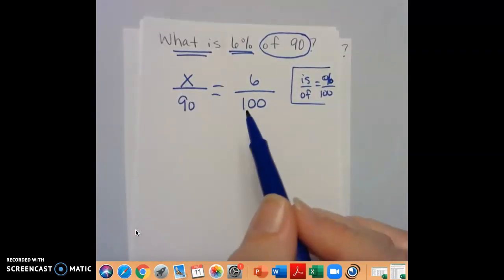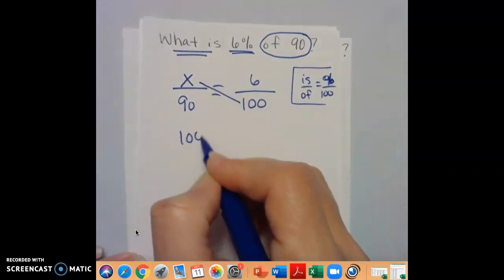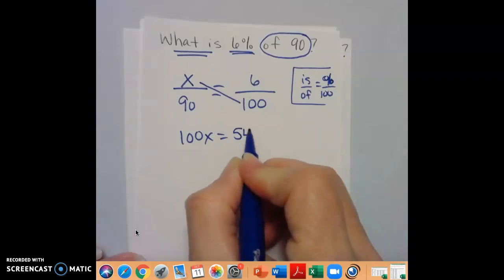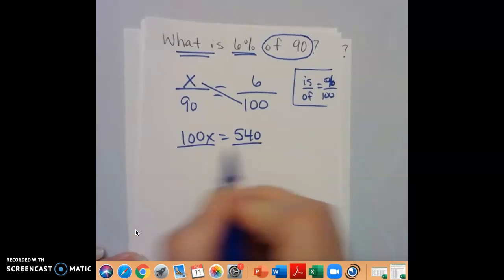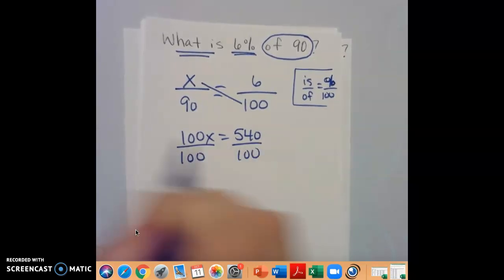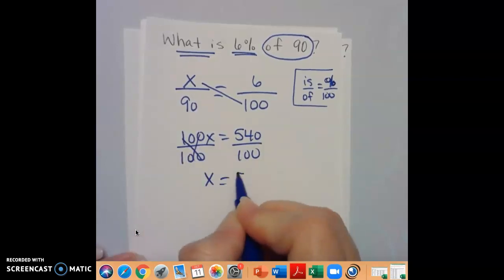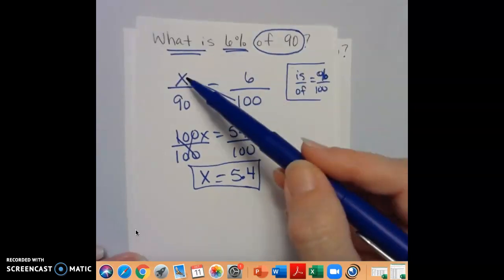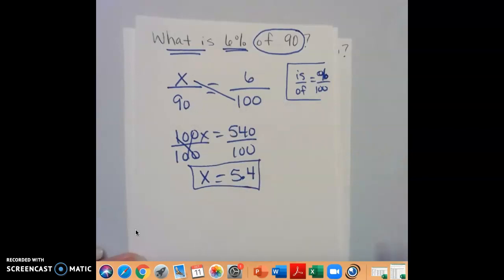So now this proportion should look like what we've been solving for several weeks. Remember, I like to go where my variable is. So we've got 100x, and then grab your calculator and do 90 times 6, which is going to be 540. And then if it's 100 times x, the opposite of multiplying is dividing. So we divide both sides by 100, which I'm pretty sure most of y'all can do in your head. And we end up with 5.4. So 5.4 would be our 6% of that 90 that we were talking about.